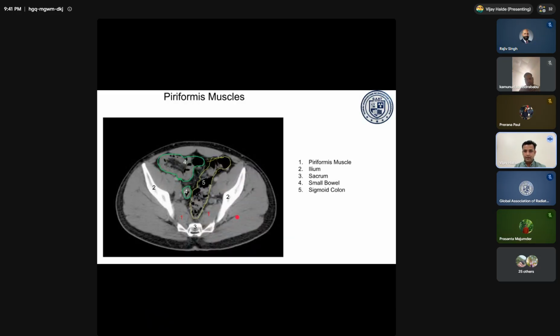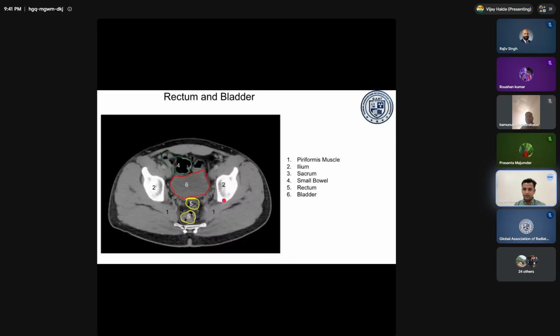So moving inferiorly, these are the piriformis muscles, which are also useful as a soft tissue landmark during pelvis imaging. Fourth is the small bowel. Fifth is the sigmoid colon, which connects to the rectum here. In the next slice, we are able to see. They are commonly used in conjunction with the bony landmarks, the psoas muscles, piriformis muscles, and the sacrum and ilium.